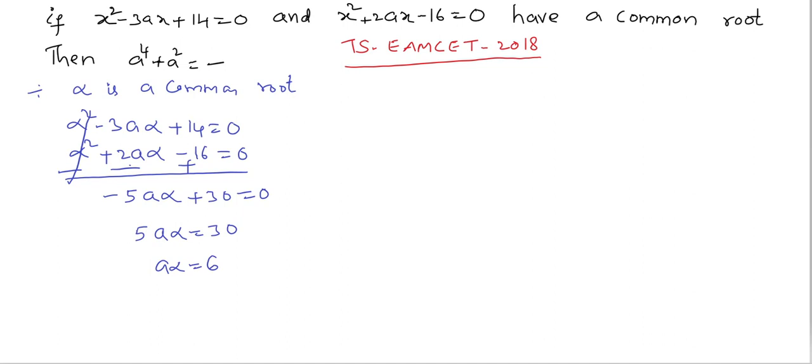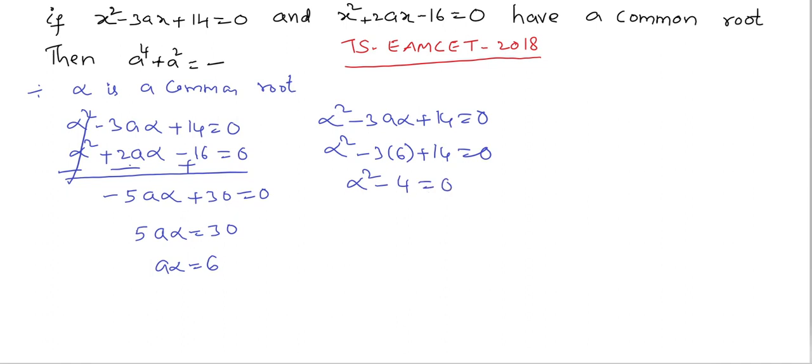Putting this a alpha value in the first equation, alpha square minus 3a alpha plus 14 is equal to 0. Alpha square minus 3 into 6, plus 14 is equal to 0. Alpha square minus 18 plus 14, that is minus 4 is equal to 0. Alpha square is equal to 4. Alpha is equal to plus or minus 2.